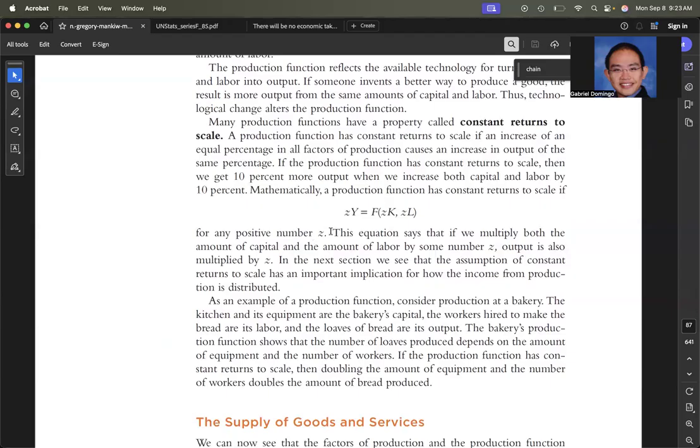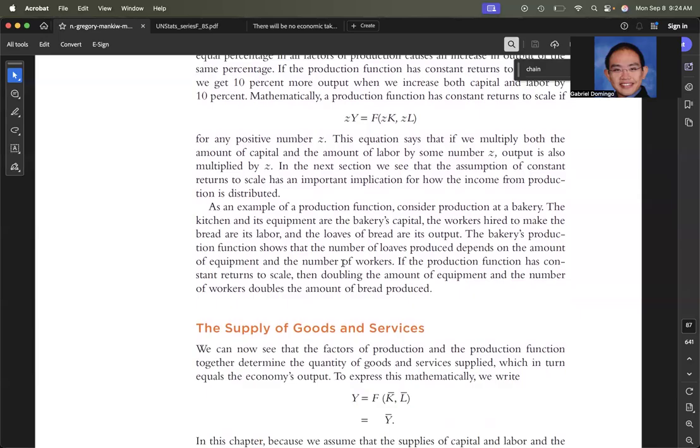Mathematically, a production function has constant returns to scale if this equation is true, where z is just some positive number. You can play around with this concept. The same interpretation in the text is also apparent here. Let's say z is some number like 2. This means that if you double capital and double labor, your output will also double. For any positive number z, that will be the case. If you have 10 times K and 10 times L, your Y will also be 10 times larger.